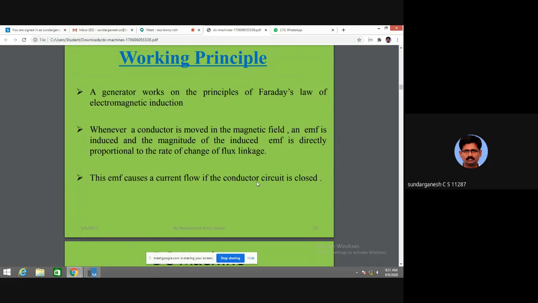This EMF will cause a current to flow. If the rotor is short circuited, this EMF will be converted into current. So EMF is induced in the coil. If you make it a closed connection, a short connection, this voltage will automatically convert into current.